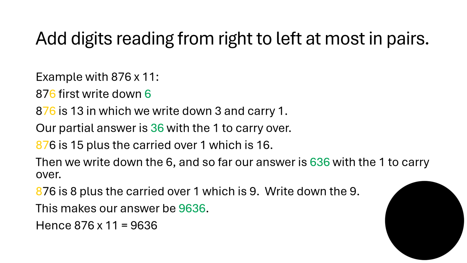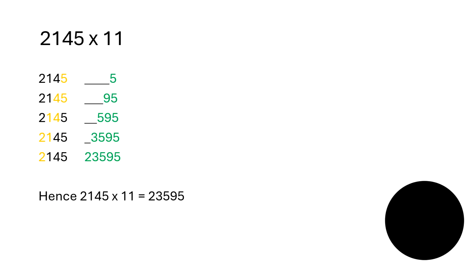And our focal pair is now our focal digit on the left side. So then it's 8 plus the carried over 1, which is 9. So you write down the 9. So our answer is 9,636. And so 876 times 11 is 9,636. Moving on to the next example.